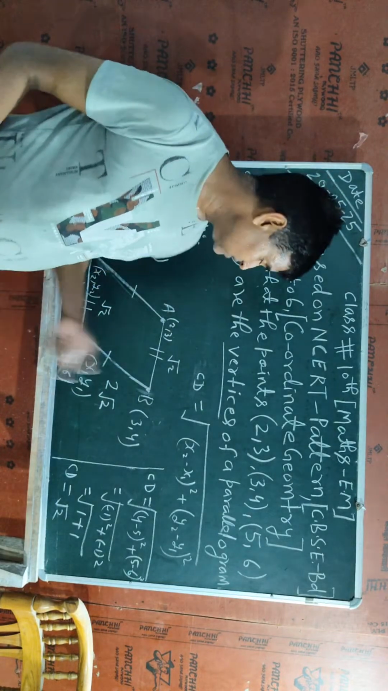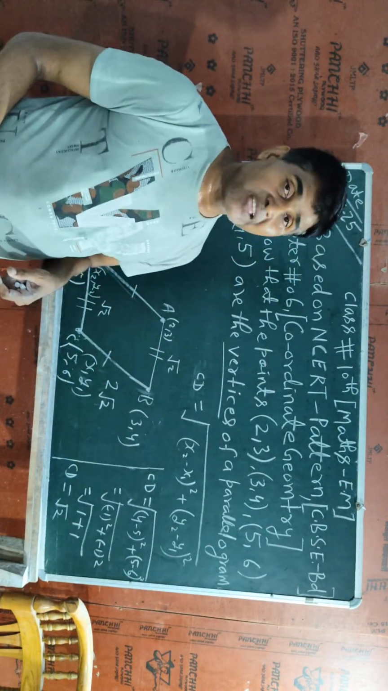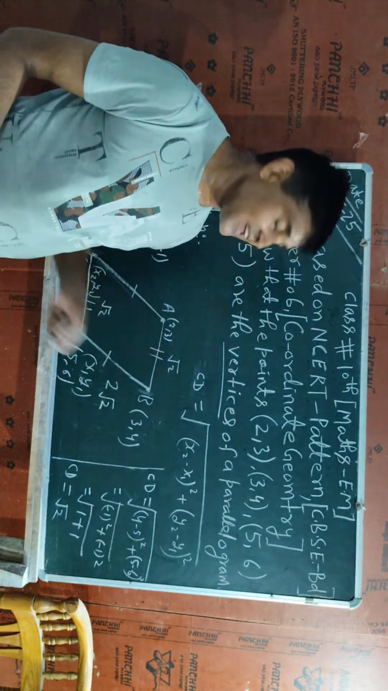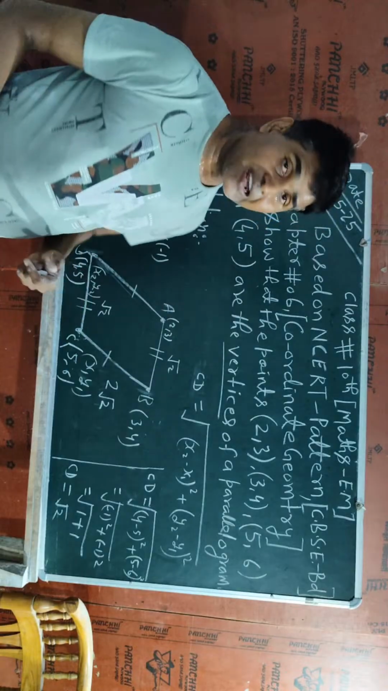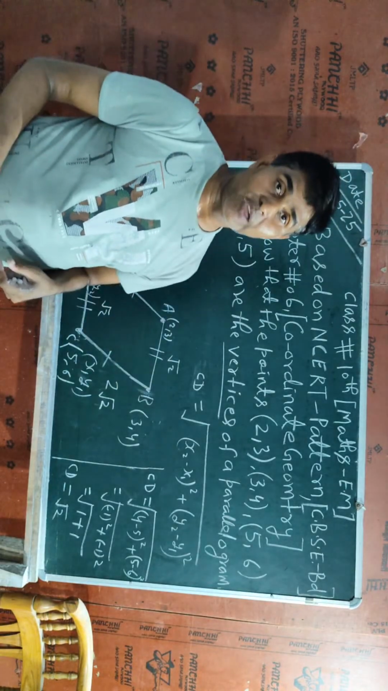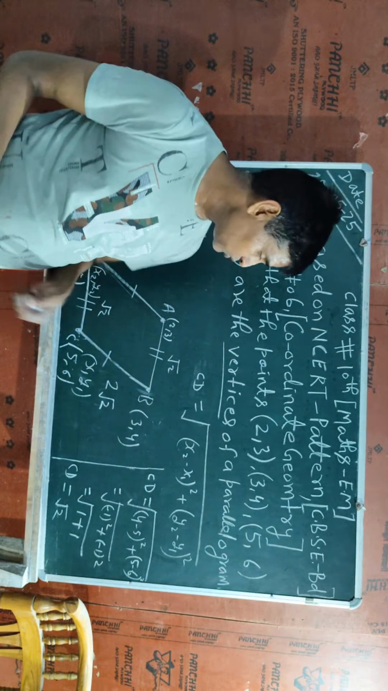It means that opposite sides are equal. It means that both opposite sides are parallel to each other. It means that A, B, C, D are lying on the vertices of a parallelogram. This is the information, and we have to prove that.